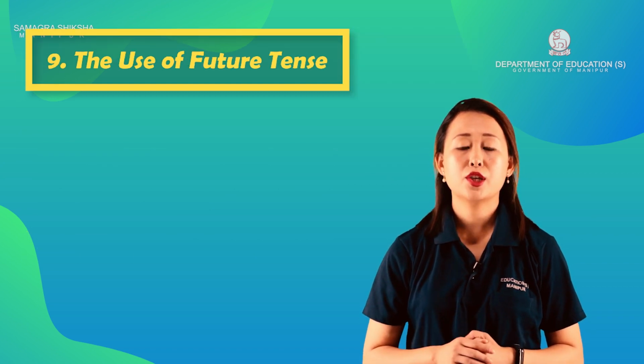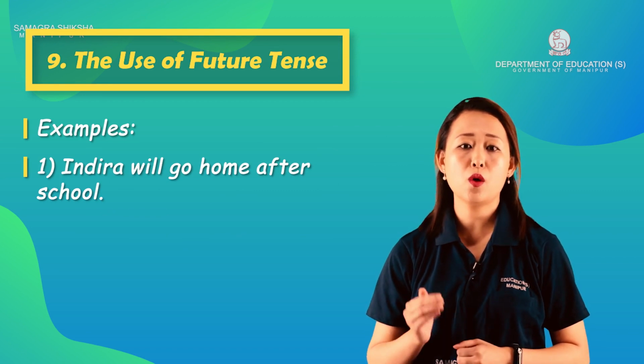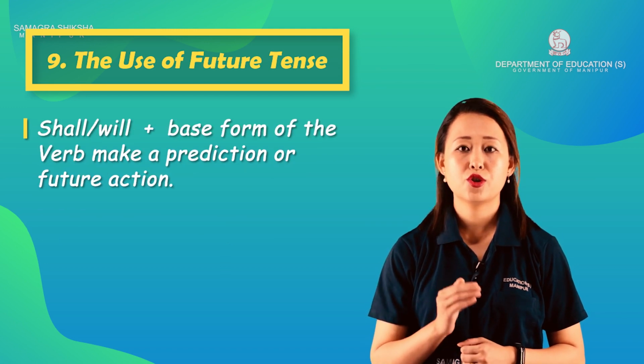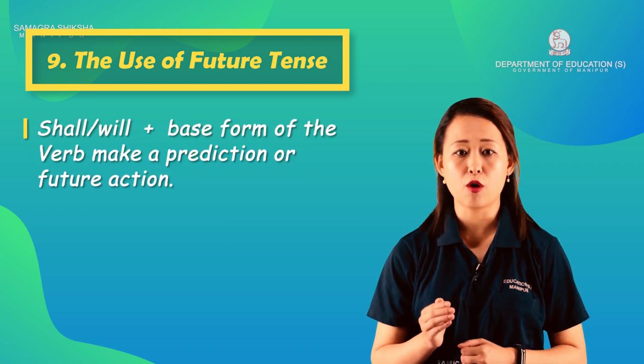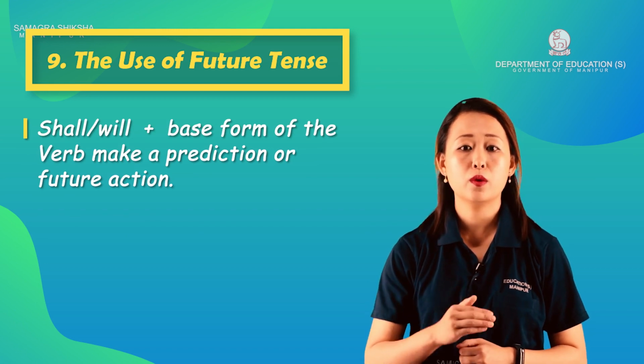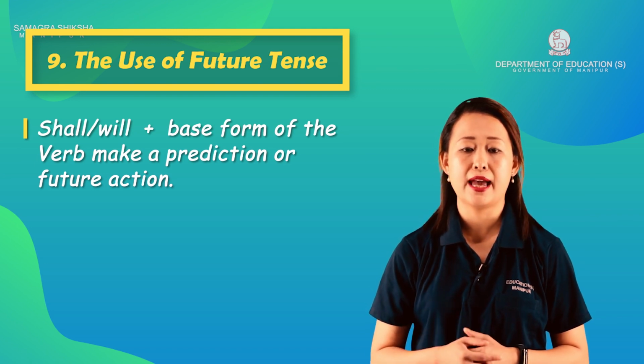Number 9, the use of future tense. Examples, Indira will go home after school. I shall teach English. Shall, will plus base form of the verbs make a prediction or future action. Will go, shall teach, make a prediction or future action.